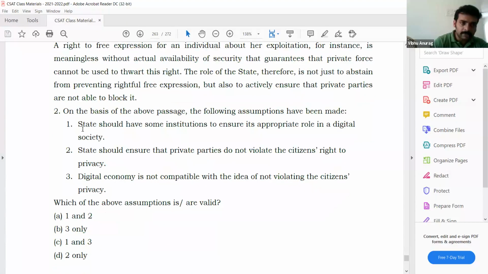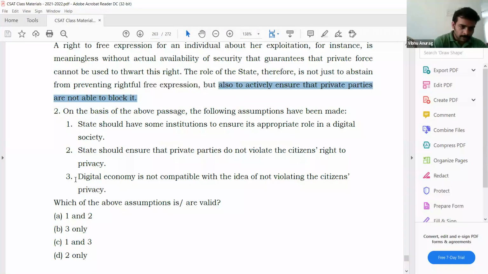So yes, the author believes they should have some institution. So the first one is correct, which means the answer is either A or C. Second one, state should ensure that private parties do not violate the citizens' right to privacy. Yes, that's exactly what's given here. Private parties are not able to block it.